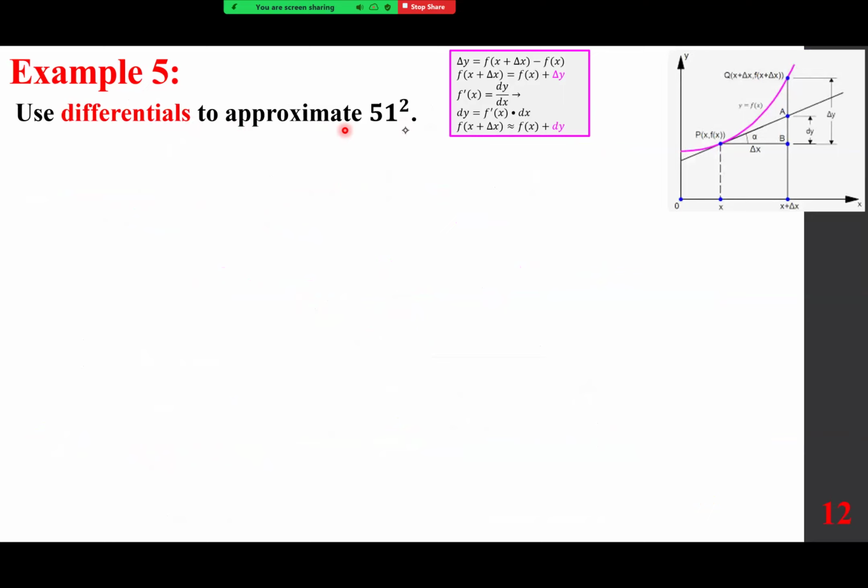Use differentials to approximate 51 squared. And by the way, you may remember that in elementary algebra, they probably have discussed, because you know that a plus b squared is a squared plus 2ab plus b squared. So something like that can be done easily by memory.